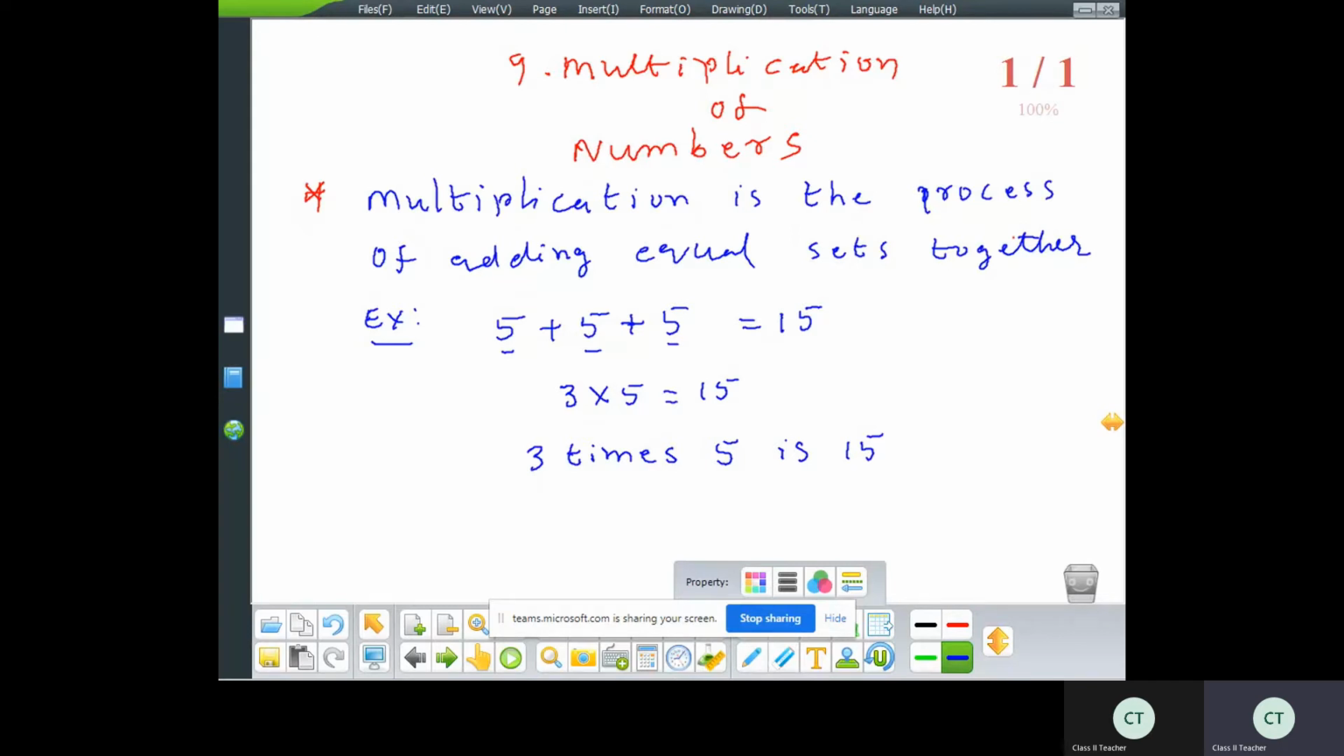Example, 5 plus 5 plus 5. 5 plus 5, 10, 10 plus 5, 15. Here 5 repeated 3 times. 3 5s are 15. Now we can read as 3 times 5. 3 times 5 is 15. This is the first definition.